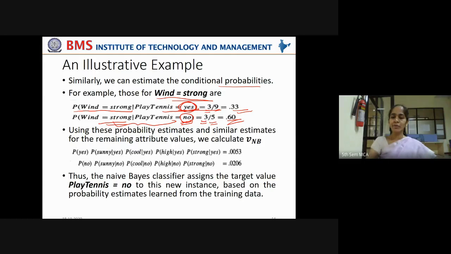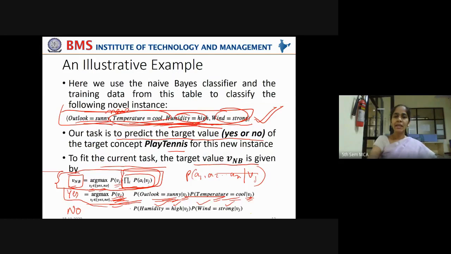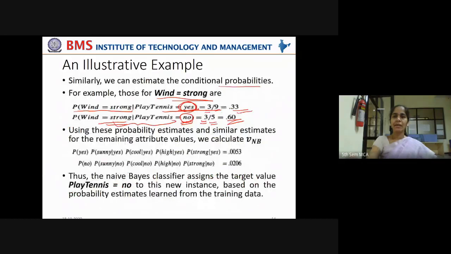For the other attribute values also, you can count. See, for outlook equal to sunny, given the outcome is yes. For outlook equal to sunny, given the outcome is no. You can calculate in the same way the probability of temperature being cool, given outcome label is yes, and given outcome label is no. Calculate both of the probabilities from the training example set. In the same way, you calculate all of the probabilities, all 10 probabilities.